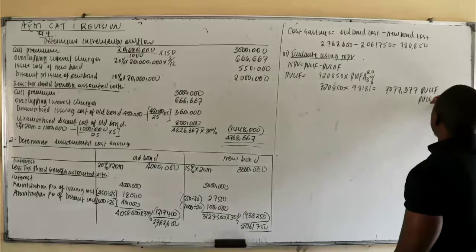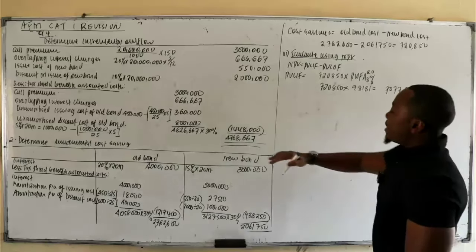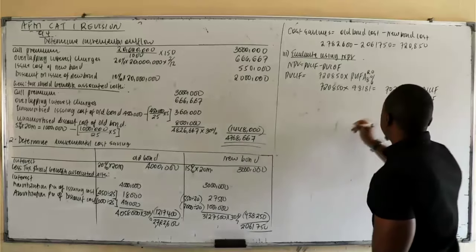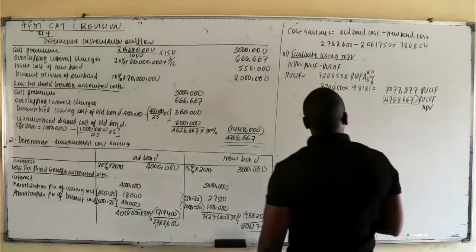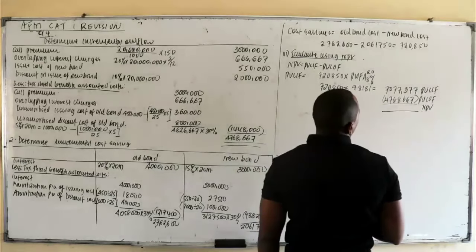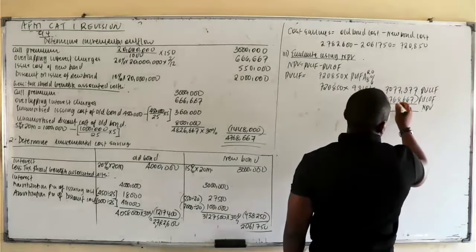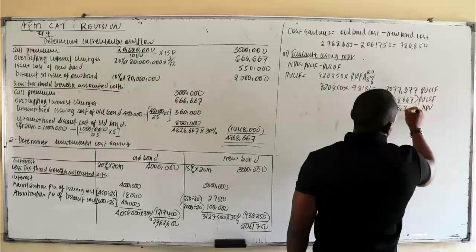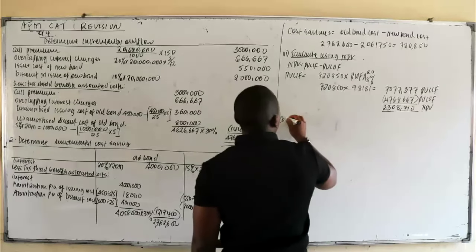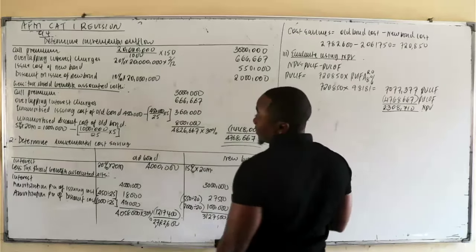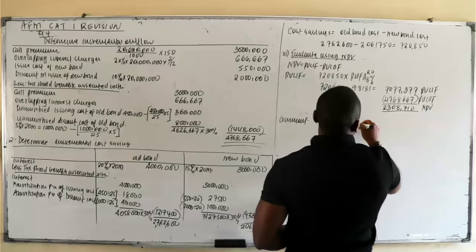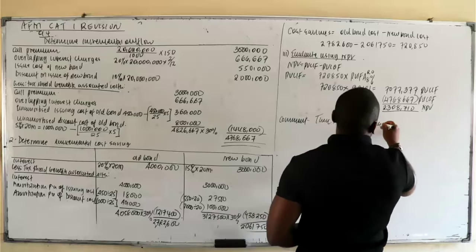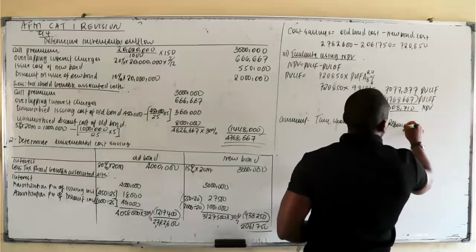To get NPV, you subtract the present value of cash outflow. The present value of cash outflow we have in step number 1 was an amount of 47,68,667. And that's how you get NPV, which is 23,08,710. Now we comment. Should we refinance? They should refinance or refund the bond.